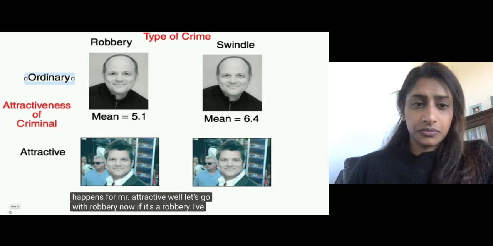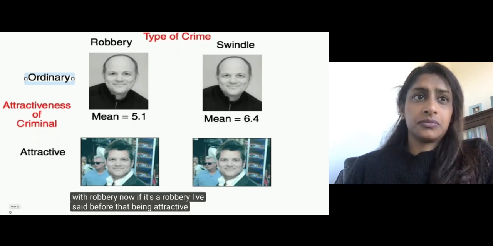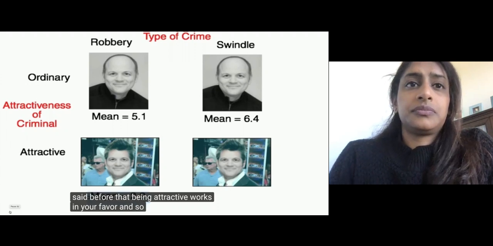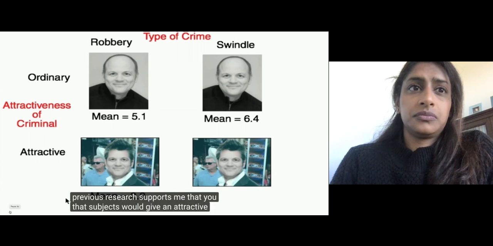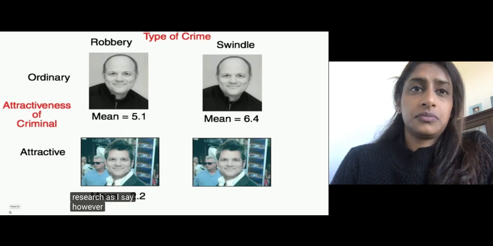Well, let's go with robbery. Now, if it's a robbery, I've said before that being attractive works in your favor, and so I'm going to say, if previous research supports me, that subjects would give an attractive guy a less amount of time in jail. So I'm going to give them a mean of 2.2 months, and that would go along with the research, as I say. However, again, if the research is right, it's going to look like this.